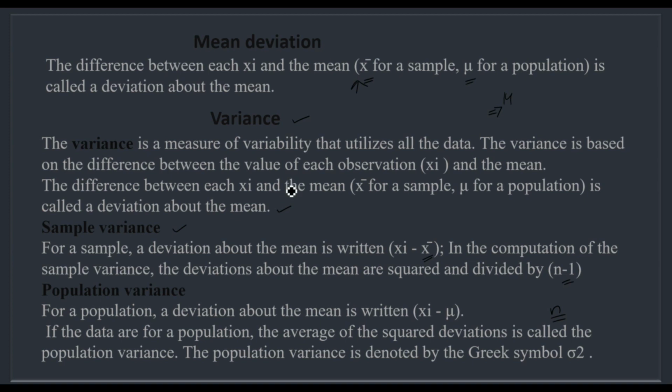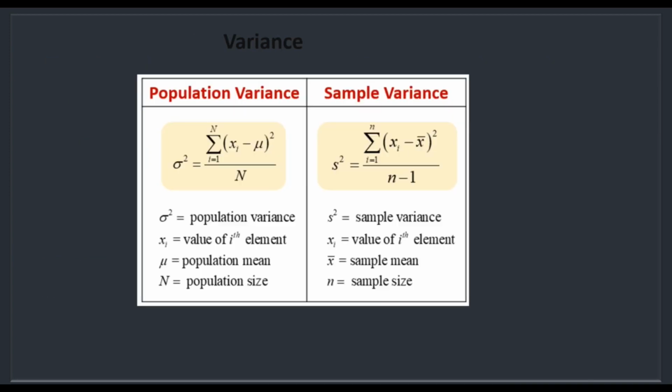The sample variance is denoted by S square and the population variance is denoted by sigma square. So this is the equation. Population variance is the summation from i equals 1 to n of (xi minus mu) whole square, divided by n. Xi is the value for the ith element, mu is the population mean and n is the population size. When we calculate the variance for a population, we divide by n, the total number of elements. If we calculate the sample variance, the only difference is we divide by n minus 1.